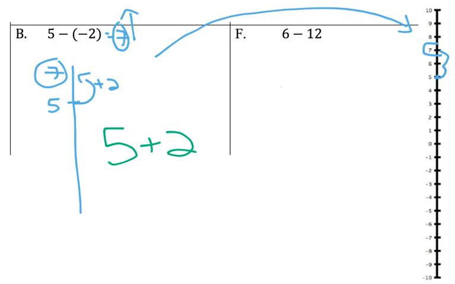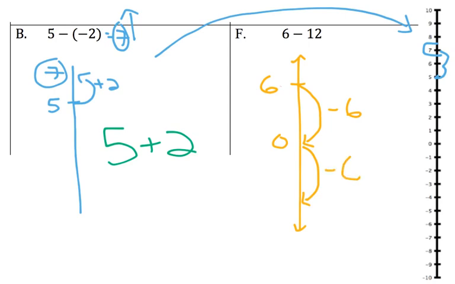Alright, so letter F, 6 minus 12 is just a regular elevator problem, or a regular integer problem where we start at 6 and go down 12. So to do that, I'm going to start at 6, and then I'm going to go down 12, but first I'm going to go to 0 by going down 6. And of the original 12, if I go down 6, I still have 6 left, so I should end up at the negative 6th floor.